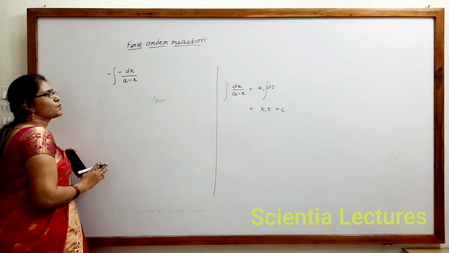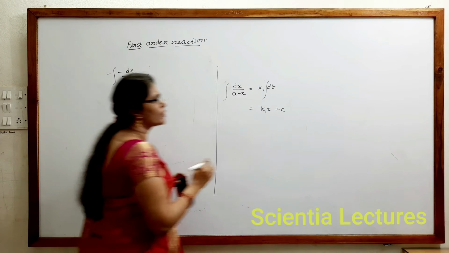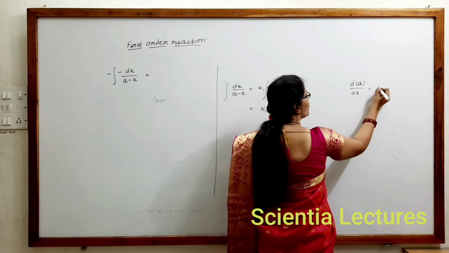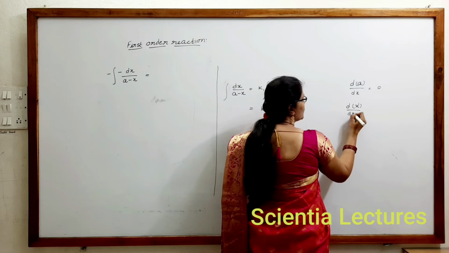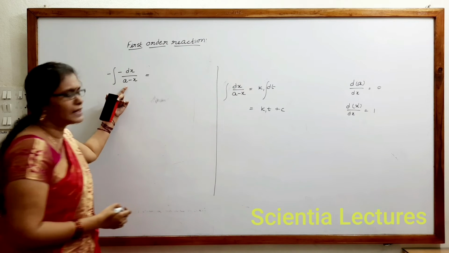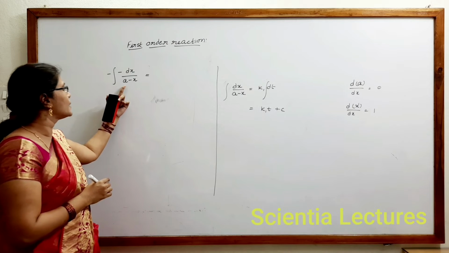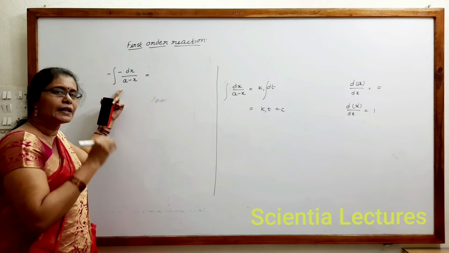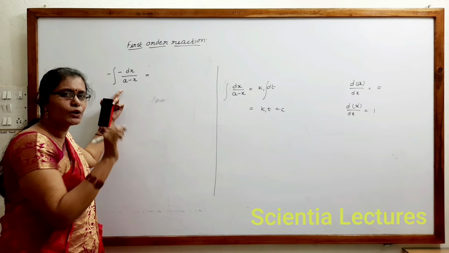Now you can check in the previous module the differentiation of A minus X. Do you remember that the differentiation of a constant with respect to anything is 0. Differentiation of x power 1 with respect to x is 1. So here the differentiation of A minus X is minus 1, because the differentiation of A is 0 and of X is 1. You can check this in module 2.